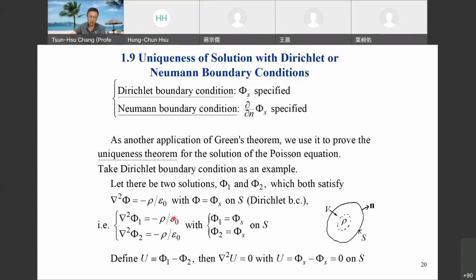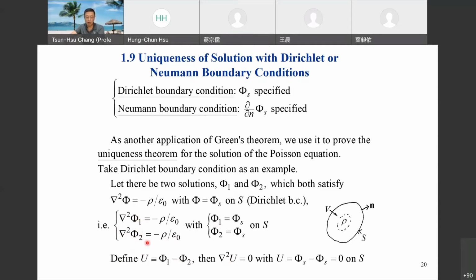that satisfies Poisson's equation, and phi 1 also satisfies the boundary conditions. And let's have another one. For example, Jiang Junyan found another solution, phi 2, which also satisfies Poisson's equation and the boundary conditions. Wang Chen got phi 1, Jiang got phi 2. Which one is correct? That's the problem. So we can define a function called u, defined as phi 1 minus phi 2.